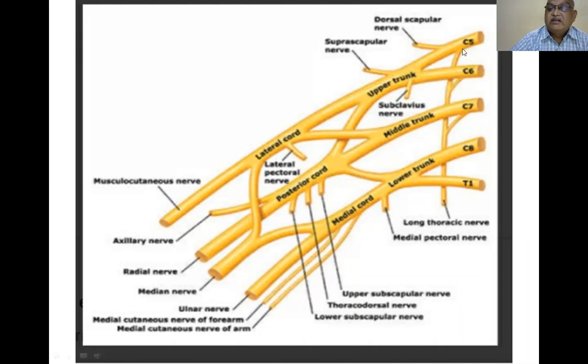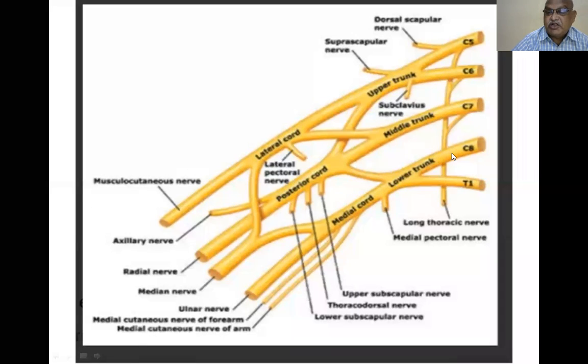Now again, nerves coming from the roots. This is the dorsal scapular nerve coming from C5, and the long thoracic nerve, or serratus anterior nerve, coming from the roots with C5, C6, C7, C8 and T1 contributions, which we are not able to see. So this nerve receives communication from all roots of the brachial plexus, that is the long thoracic nerve.